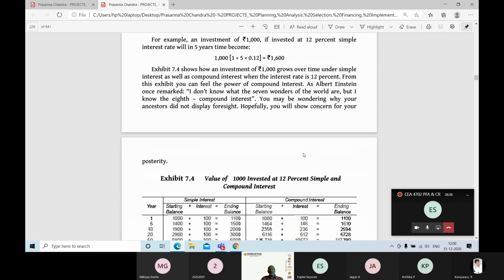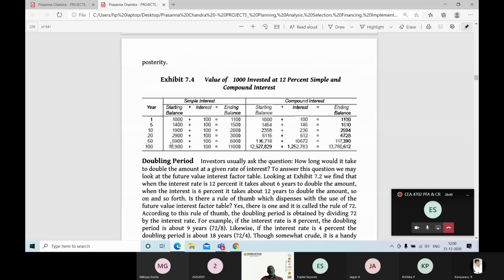Here there is another exhibit also. You have to compare simple interest and compound interest, and visualize, at the same interest rate, what the simple interest and compound interest will be. Take the value of 1,000 invested at 12% simple and compound interest. For 1 year, simple interest is 100 on a starting balance of 1,000, so the ending balance is 1,000 plus 100, 1,100. Then for 5 years, 1,400 plus the 100.